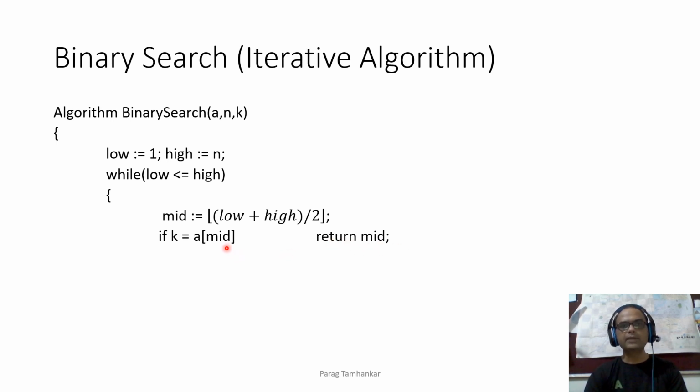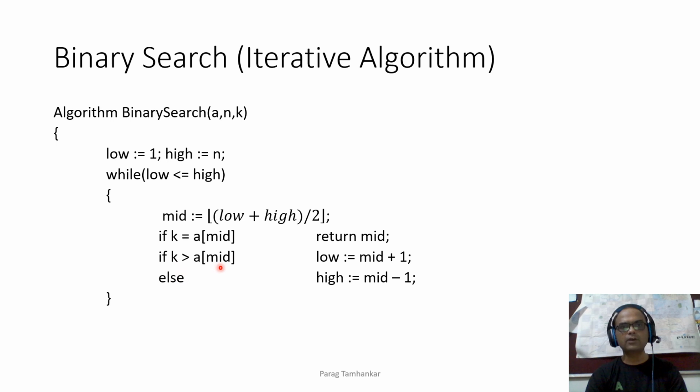So in just one comparison, we may get the element if at all the element is found at the middle position. If k is greater than A of mid, then what we do is simply discard the first half of the array. If you discard the first half of the array, then low can be set to mid plus 1. So we can only focus on the second half of the array.